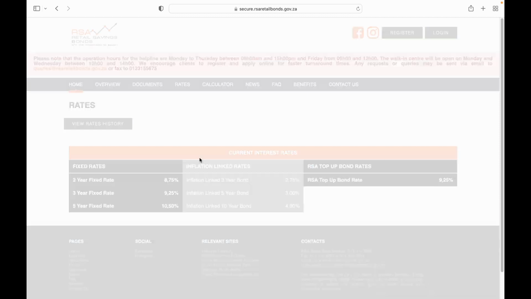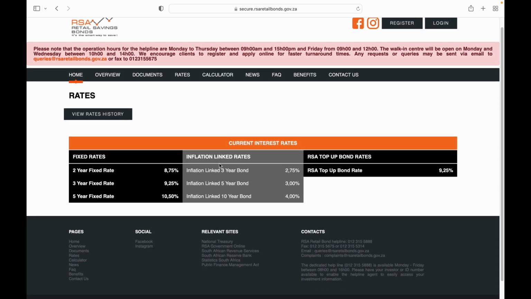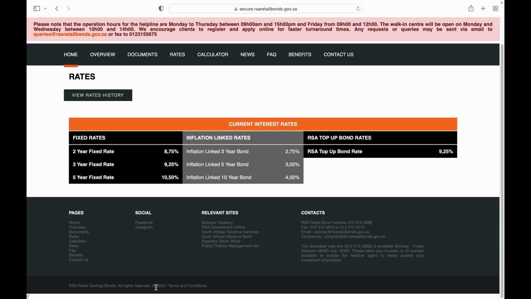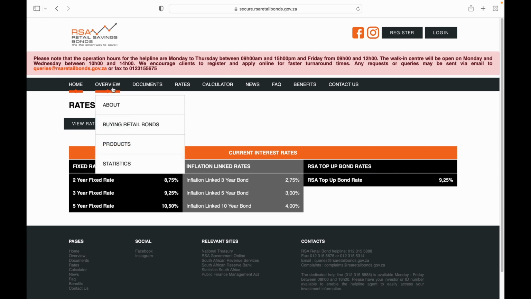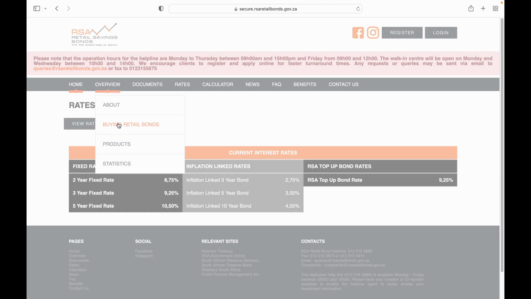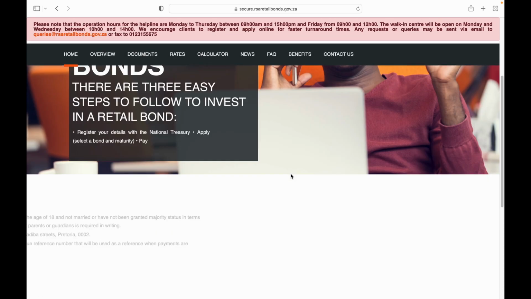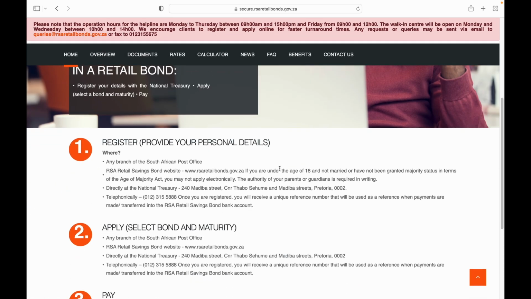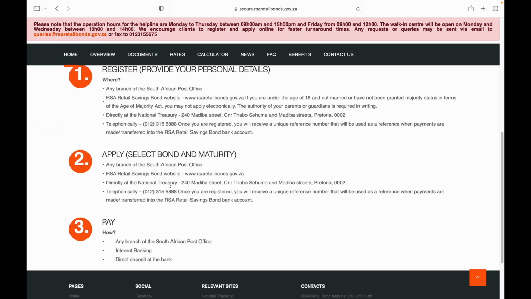Okay, when we go back to rates, we're going to see the same rate where we started again. So I'm just trying to find a place where they say you can buy this. Okay, under overview, there's an option of where you can buy it. Then you see you need to provide your details and choose the bonds that you want. And then they say that you can use the South African Post Office, or you can also use the website, or you can just go to the National Treasury.